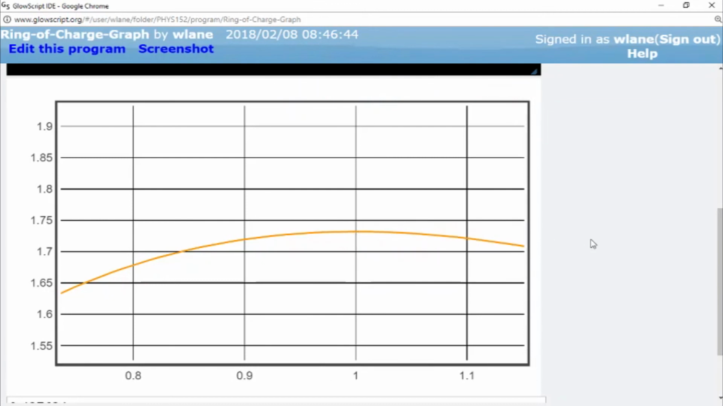Awesome. So, like I said, this is one of my favorites. Getting this maximum out is so cool.